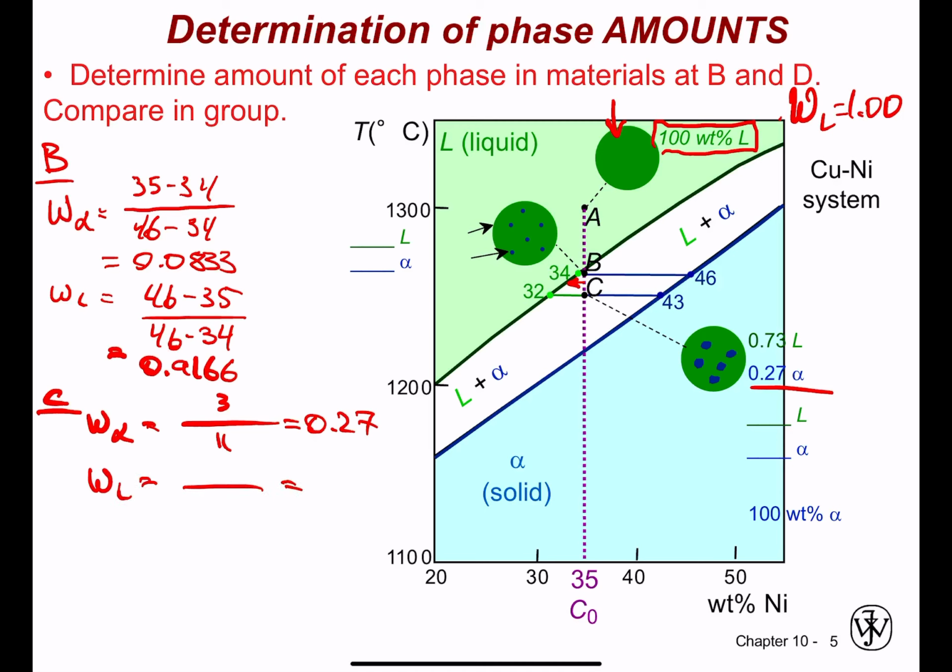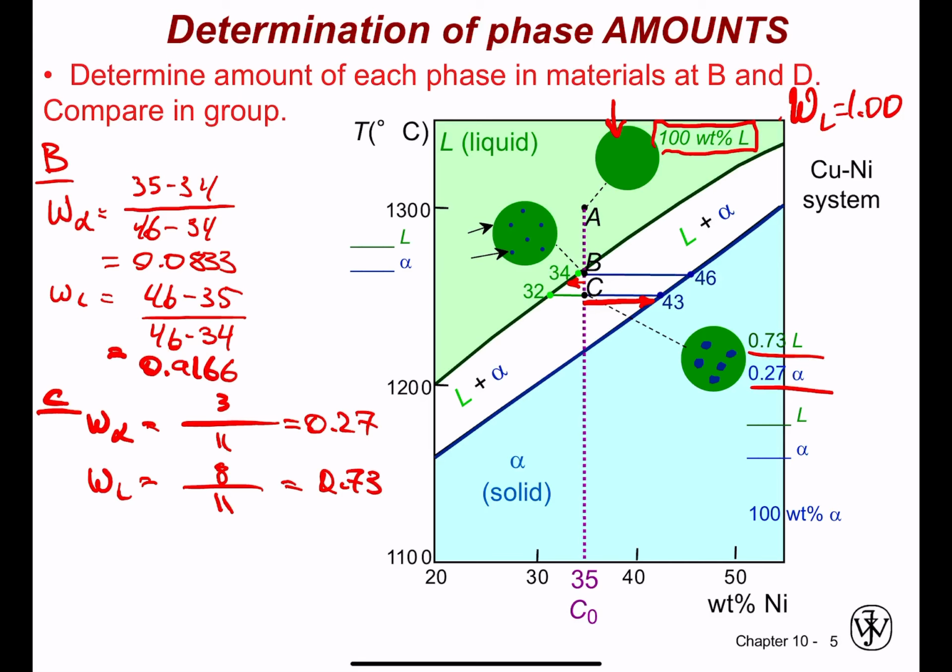And for the liquid fraction, we're going to have the same denominator, 11 this time, and we're going to use the opposite tie line, so we're going to go all the way this way. So it's going to be 43 minus 35, which of course is 8, divided through by the same denominator, and it should be the complement to the 0.27 that we had a moment ago. So 8 divided by 11 gives us the 0.73 that you see here.